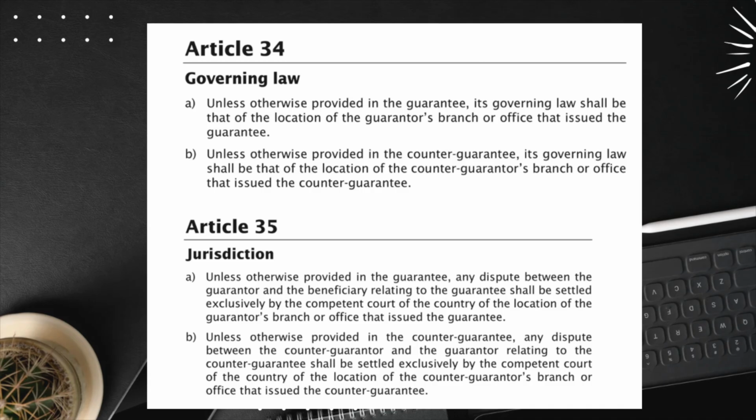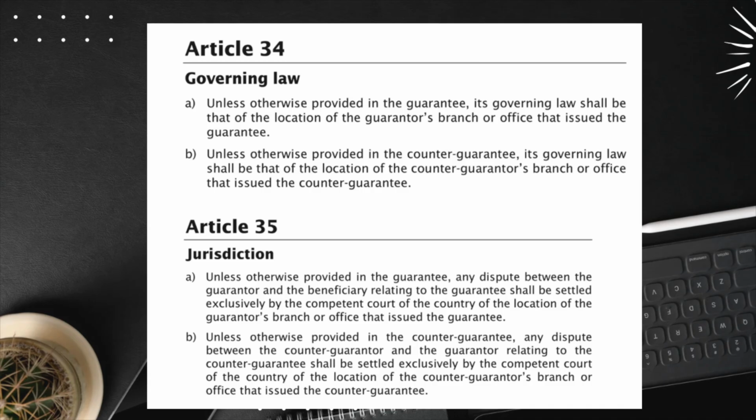If the guarantee does not specify a governing law, it defers to the law of the location where the guarantor's branch or office issued the guarantee. Similarly, for counter guarantees, the governing law is the location of the counter guarantor's branch or office unless otherwise stated. This ensures that parties have clarity on the legal system governing their agreement. However, specifying the governing law in the guarantee or counter guarantee can avoid uncertainty and potential disputes later on.